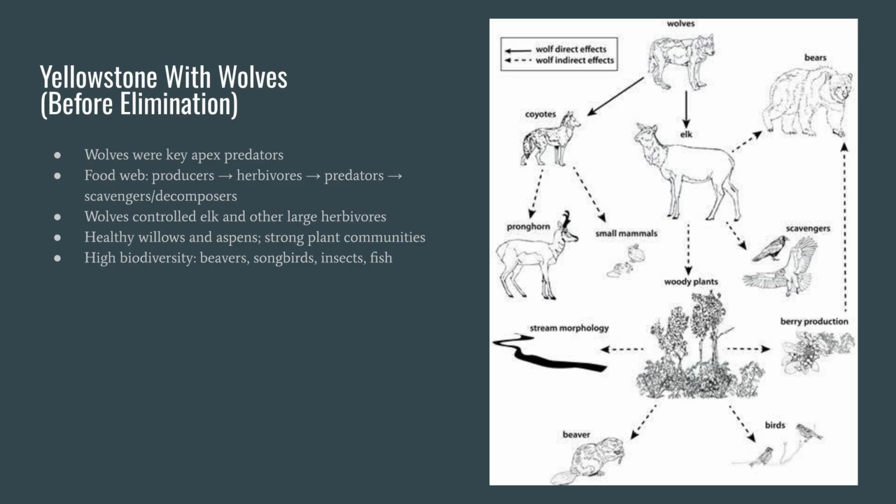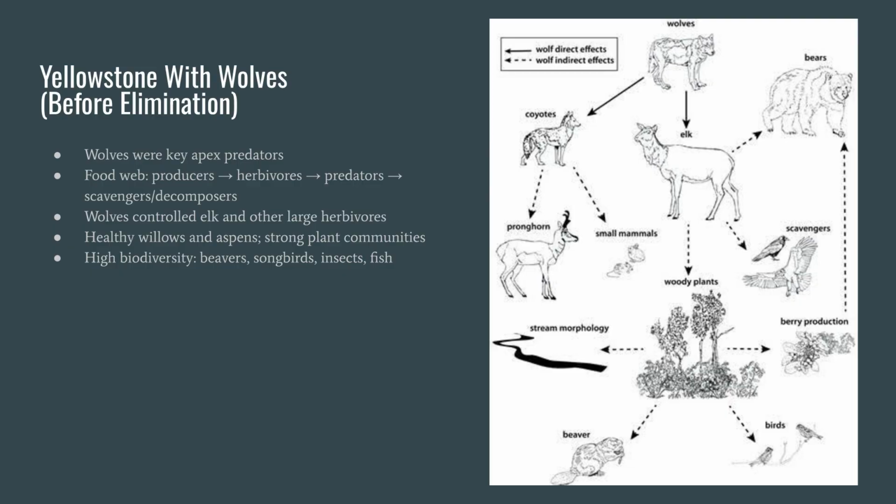Before the early 1900s, gray wolves were an important apex predator in Yellowstone. The basic food web looked like this. Producers like grasses, shrubs, willows, aspens, and conifers were eaten by herbivores like elk, bison, deer, moose, and rabbits. Then predators such as wolves, bears, mountain lions, and coyotes hunted those herbivores. Finally, scavengers and decomposers like ravens, eagles, insects, bacteria, and fungi broke down what was left.